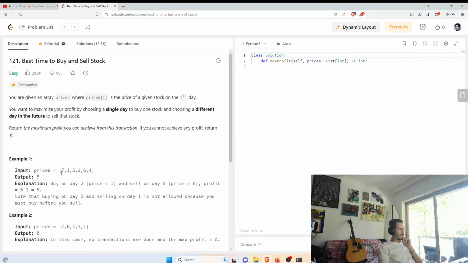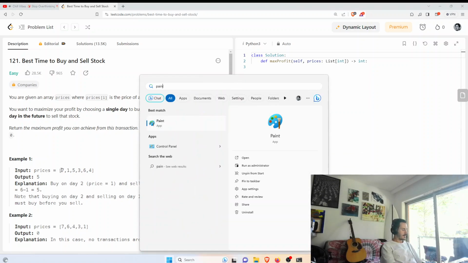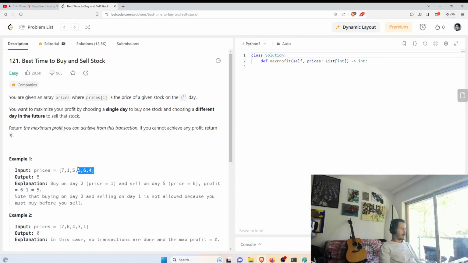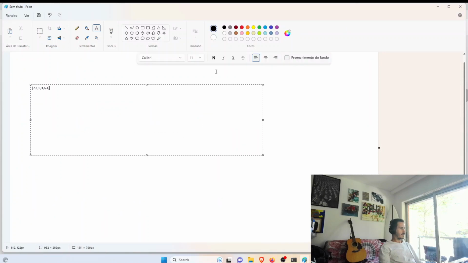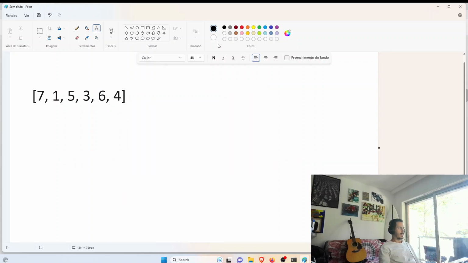So what we can do is iterate over the array. Let me copy and paste this. We need to iterate over the whole array at least once. I think we only need to do it once. Let's say we start at 7 and we're like, okay, 7 is the lowest we got. And then we go on, oh, 1 is the lowest we got. So let's keep 1, and then we just go over and try to find the highest one.